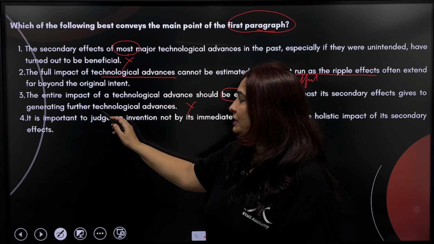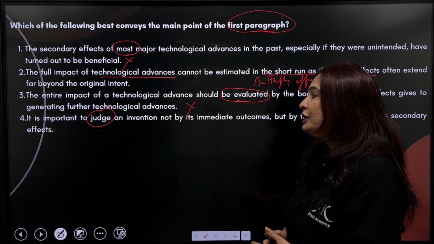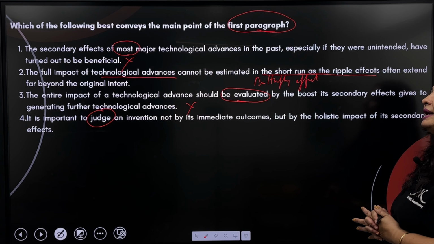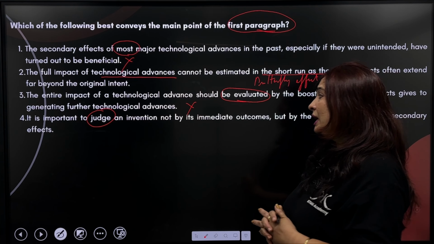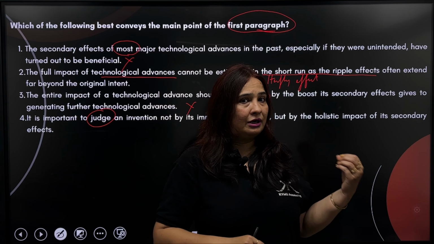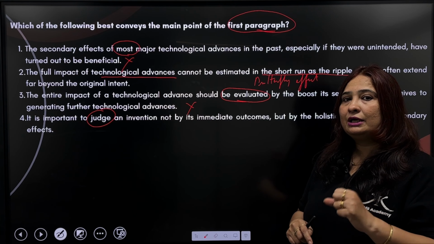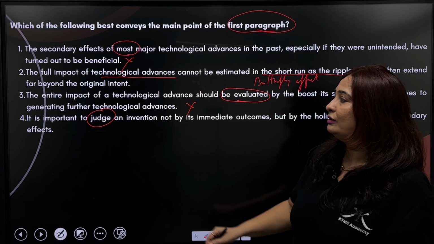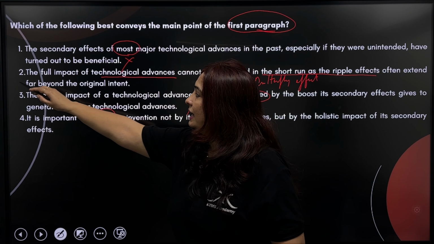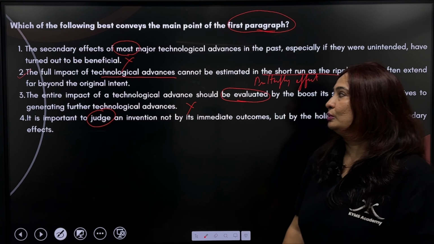Option 4 also says the same thing. I mean to say he has used the word judge. It is important to judge an invention not by its immediate outcomes but by the holistic impact of its secondary effects. So again, immediate outcome is okay, secondary effect is okay, but here we are not judging any invention or any inventor, and for that reason option 4 is going to be wrong and the correct answer is going to be 2.